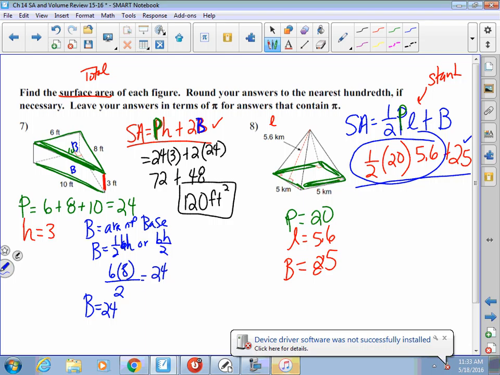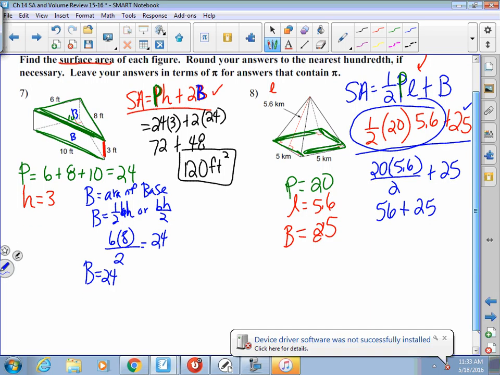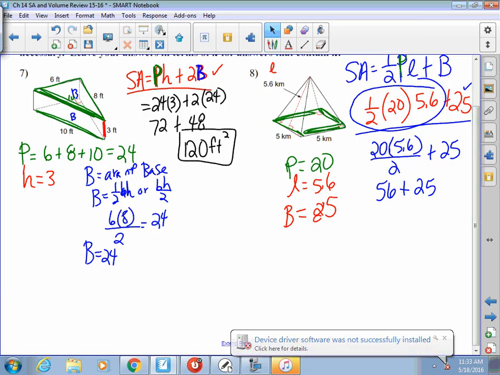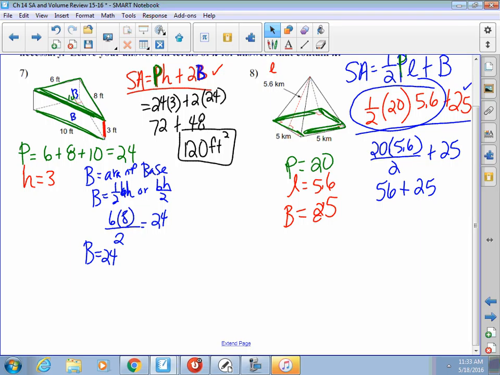What does this really mean? 1/2, 20 times 5.6. 20 times the 5.6, then divided by 2. That's what we do first, order of operations, and then we're going to add the 25 to it. So go ahead and figure out, what is that 20 times 5.6 divided by 2? That ends up becoming 56. Then we add the 25 to that. So we get what? All right, go ahead and write it down.